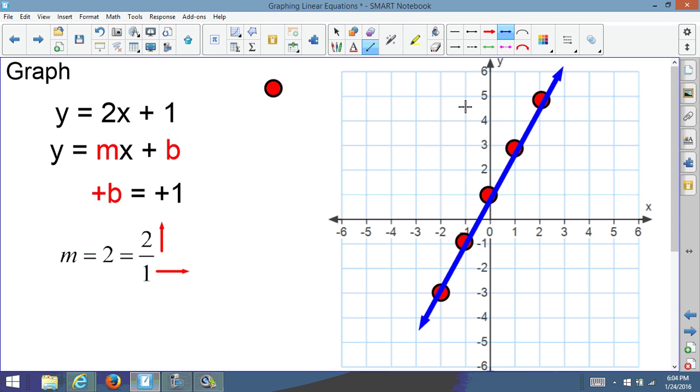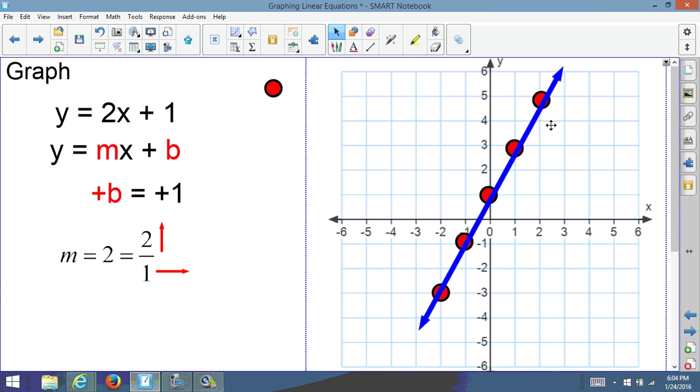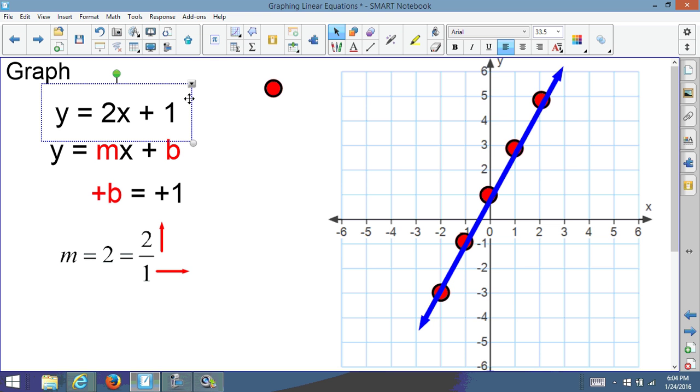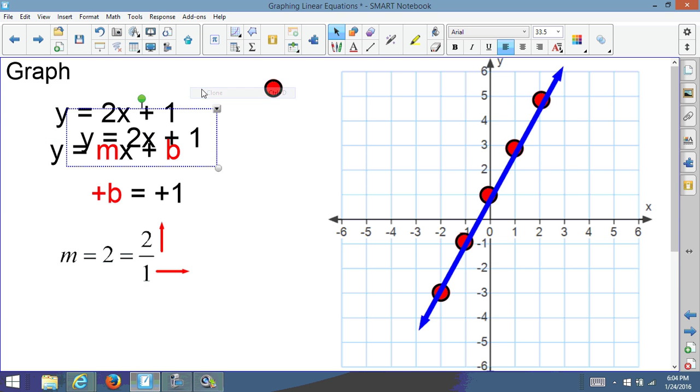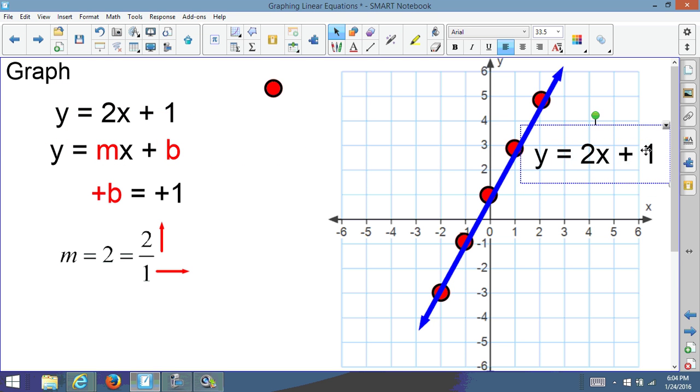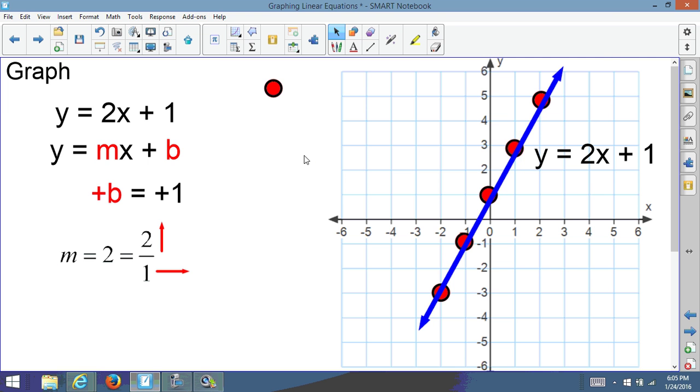So there is how you graph the line. And let's put the name of that line. Let's clone it. y equal 2x plus 1. So congratulations, you have just graphed your first line.